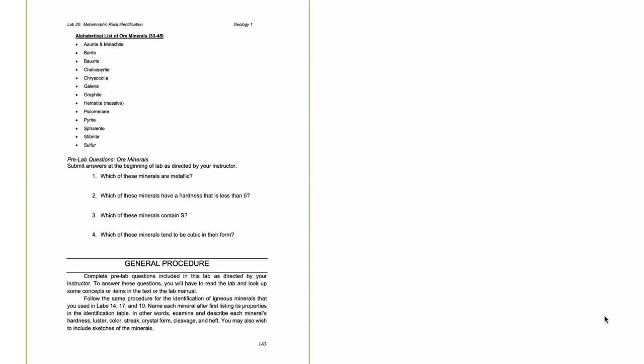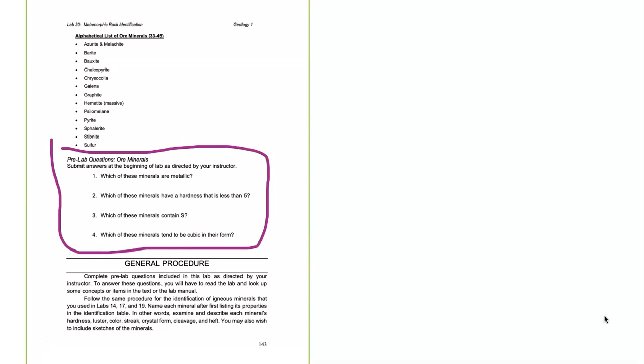So here's the first page of the lab after the page of description. And you can see we have, once again, a set of minerals in alphabetical order, and I'm going to go over what each of these look like. The pre-lab questions are here. Which of these minerals are metallic? Which of these minerals has a hardness less than 5? Which of these minerals contains sulfur, which is a large portion of them? And which of these minerals tend to have a cubic form? So you can look each of these questions up in the back of your lab manual inside of the mineral identification charts.